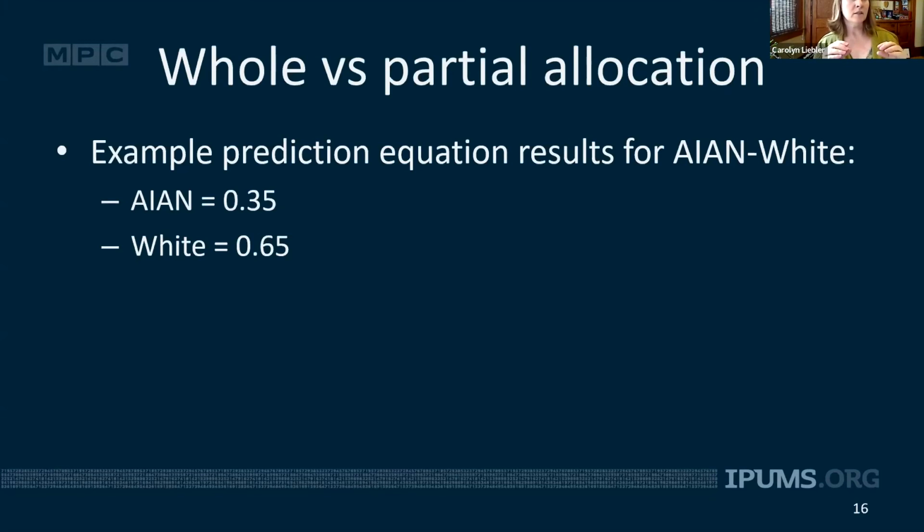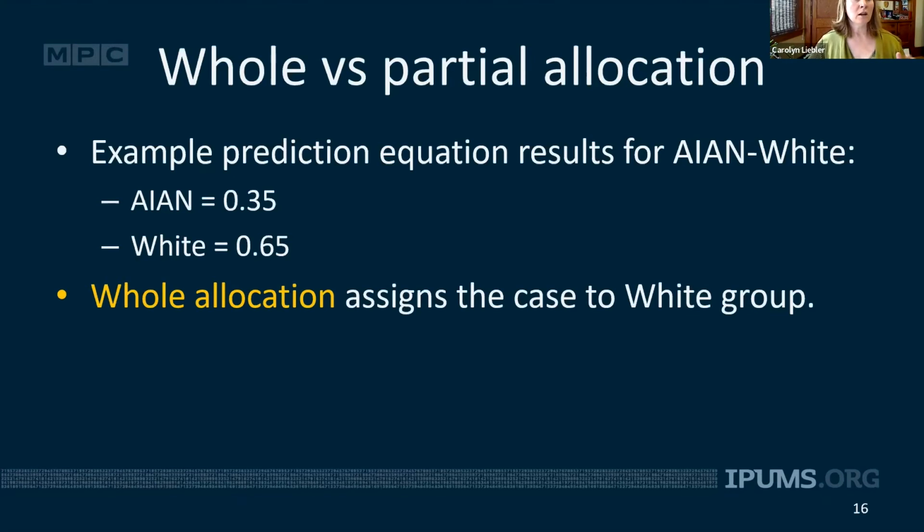So you can think of this as maybe a likelihood. That's not technically what it is, but it is a reasonable way to think about it. So maybe a 65% chance that they would pick white, a 35% chance that they would pick American Indian. You can also think of it as kind of a weight.